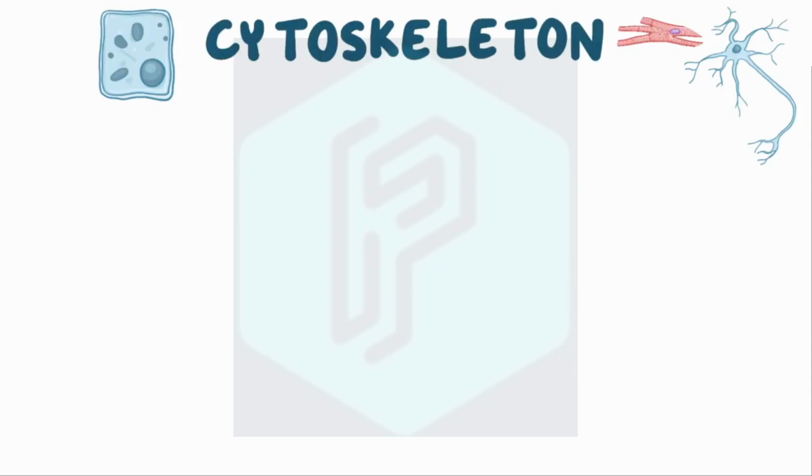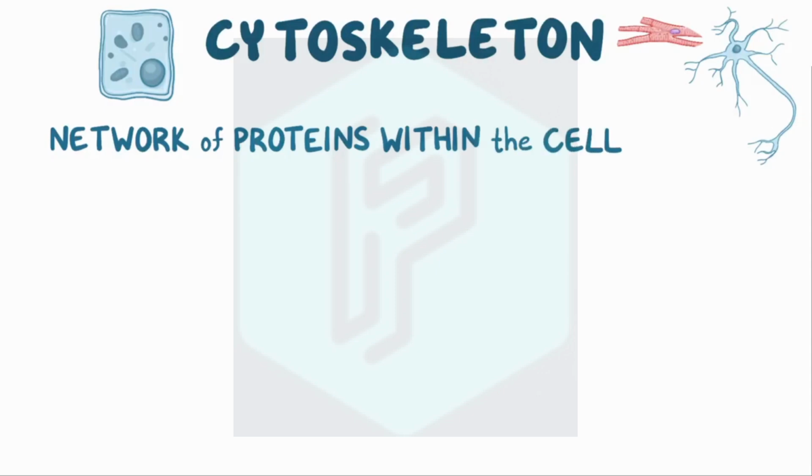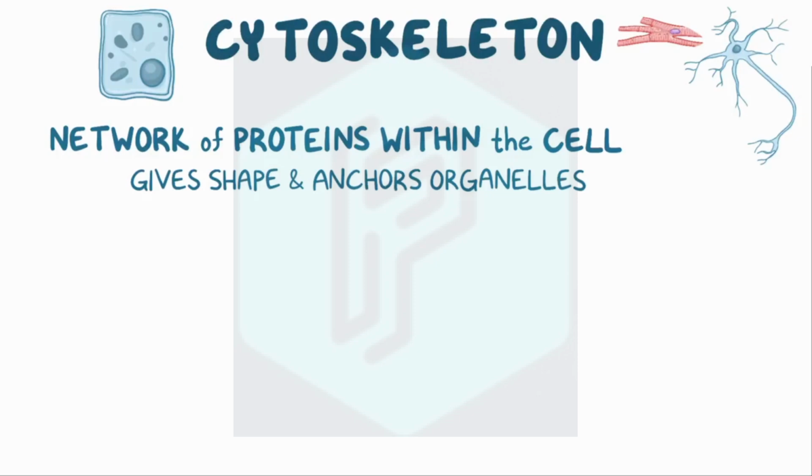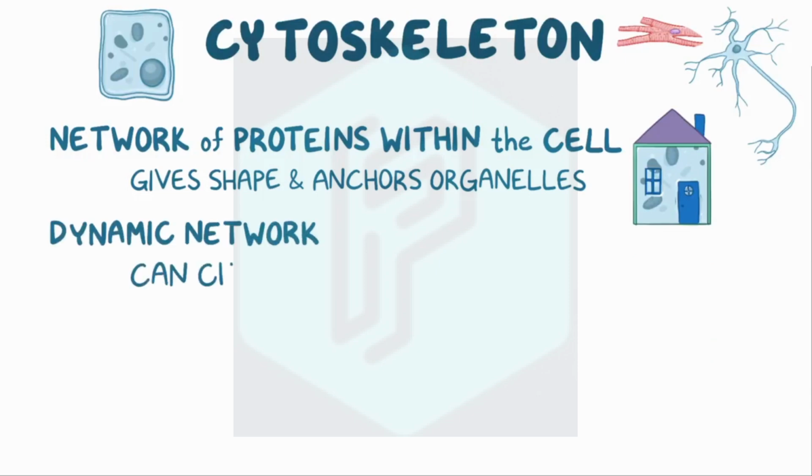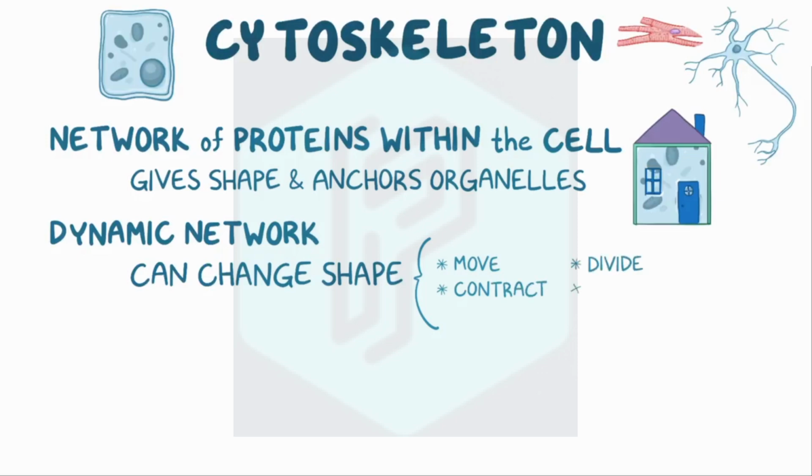The cytoskeleton is a network of proteins within the cell. The cytoskeleton gives each cell its shape and anchors organelles in place, keeping everything sturdy, kind of like the frame for a house. But it's also a dynamic network, which can change shape when the cell wants to move, contract, divide, or pull in or push out molecules.